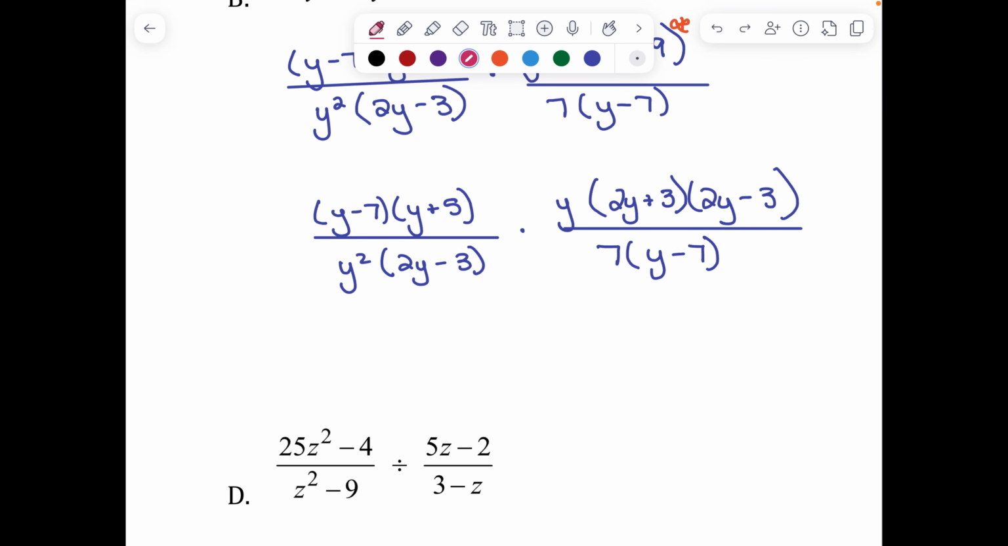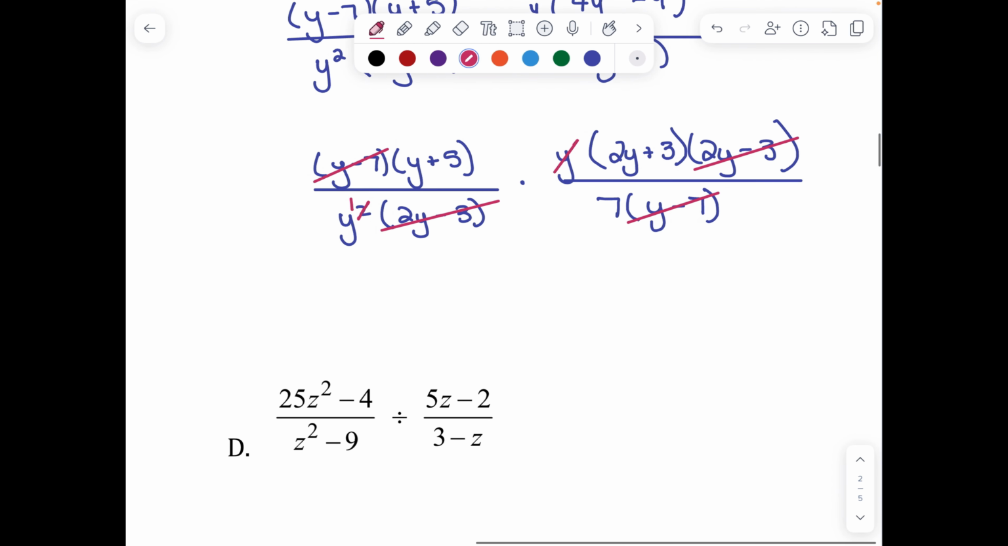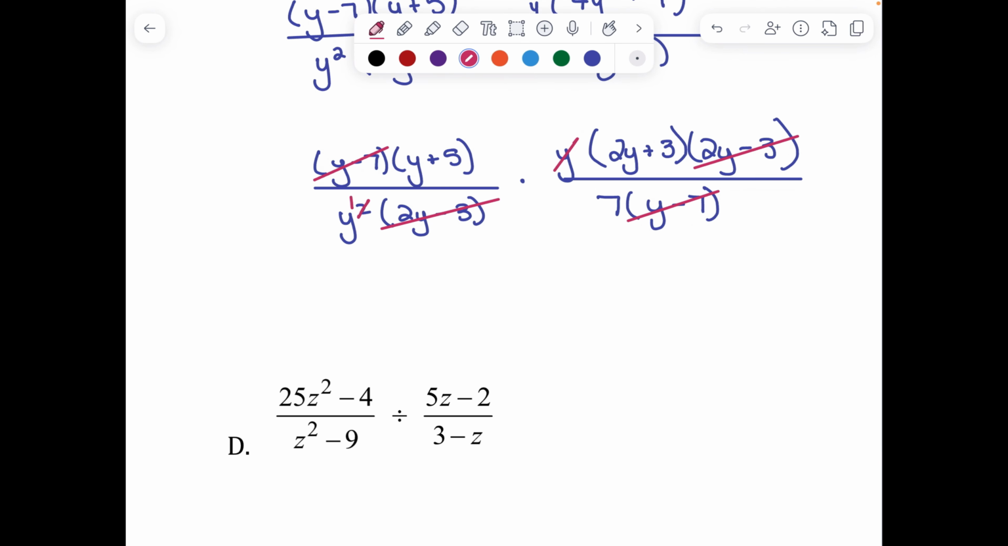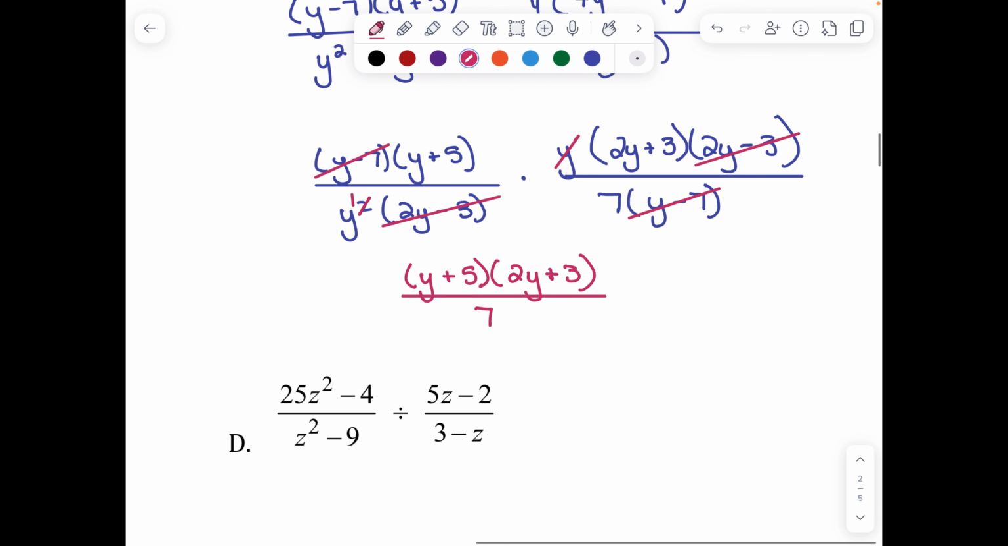Now I'm going to go ahead and simplify. So I see a y minus 7 in my numerator, y minus 7 in my denominator. I see a 2y minus 3 in my denominator, 2y minus 3 in my numerator. Don't forget about those greatest common factors. So y simplifies with y squared. We can just simplify 1. So I'm left with, in my numerator, y plus 5 times 2y plus 3 over, I have y times 7 left, so we're going to write that as 7y.